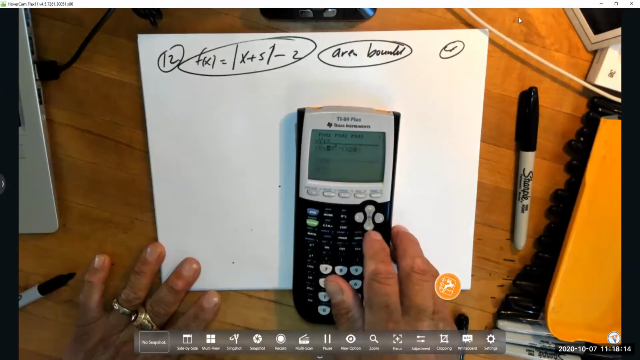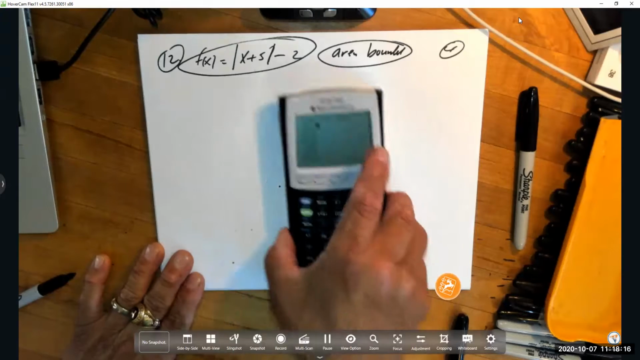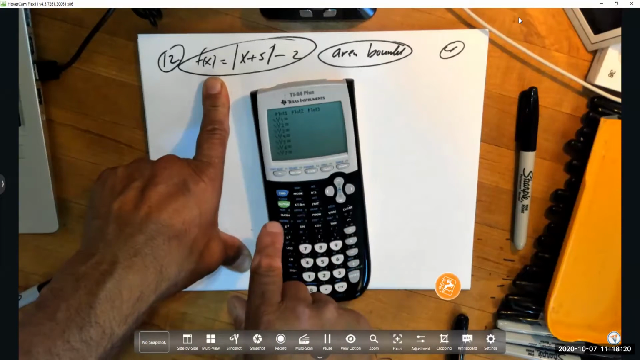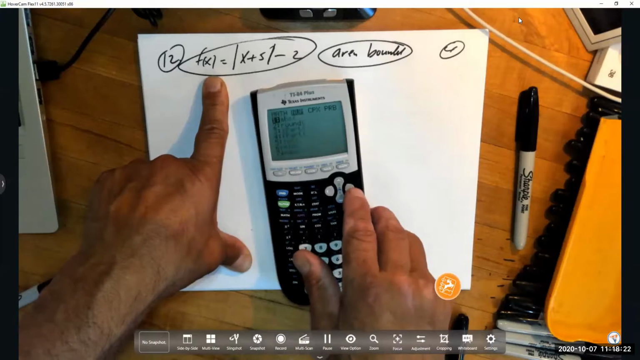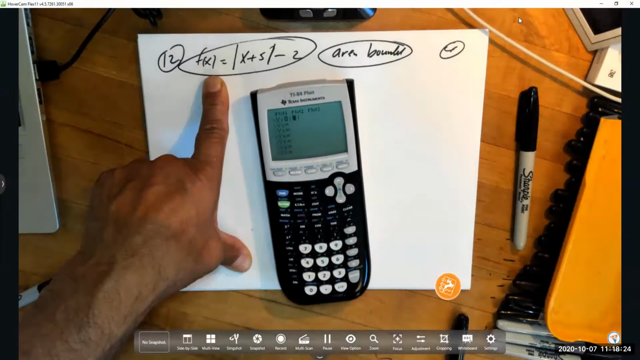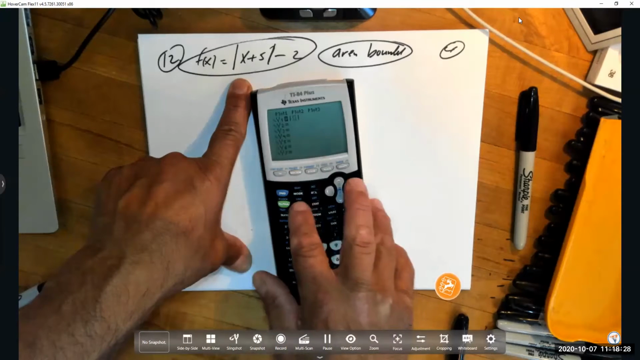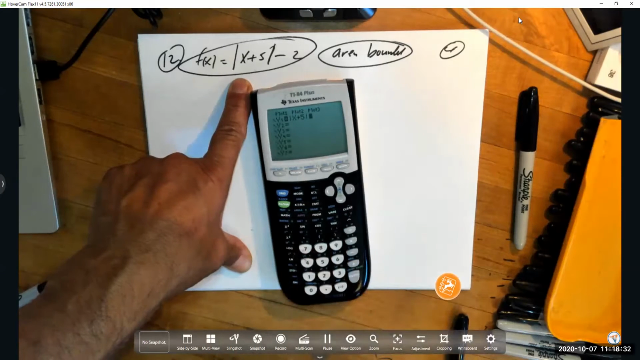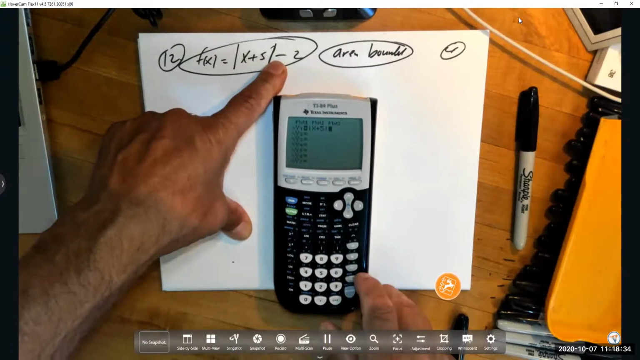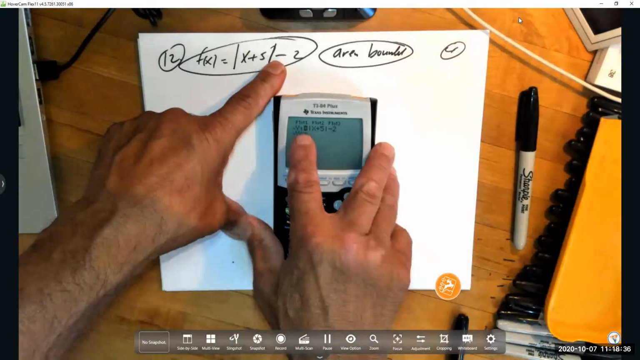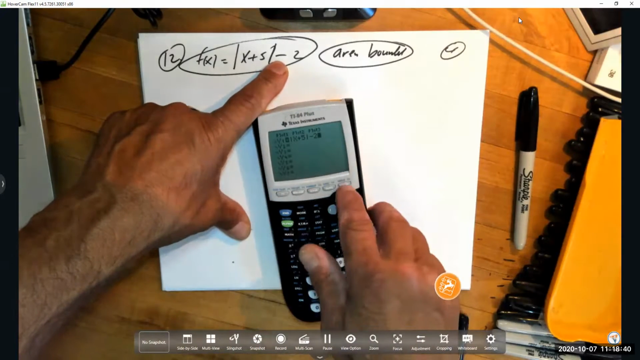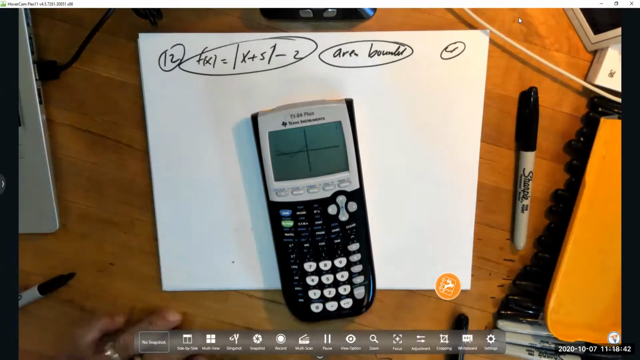Clear it. Okay. So for absolute value, go math, number, abs. Y'all get that far? Yes. And then you're gonna put x plus 5. Get out of there. And then minus 2. So that's absolute value of x plus 5 minus 2. That looks pretty good. Graph. Okay, I got a picture.